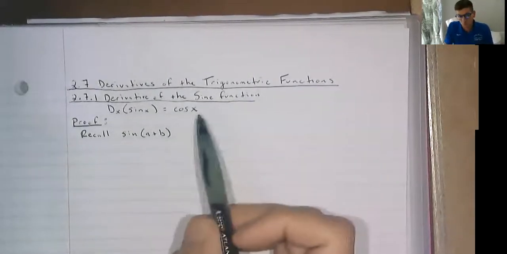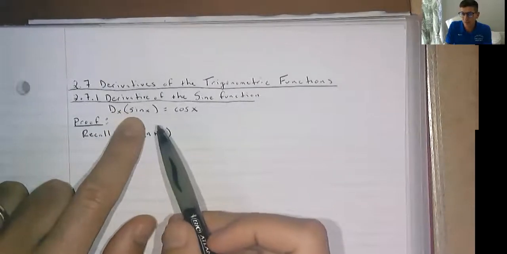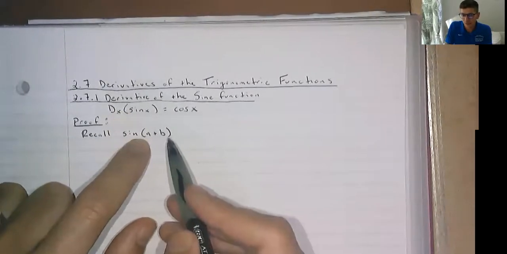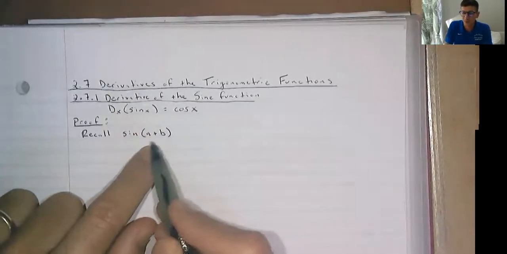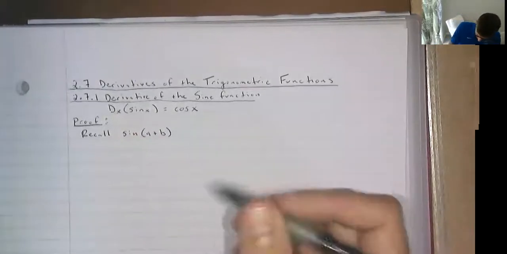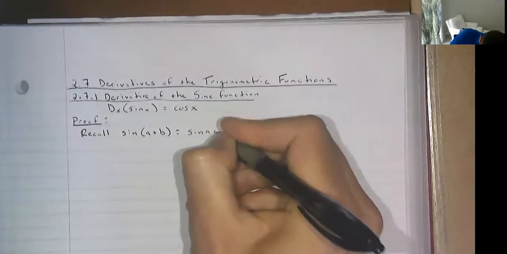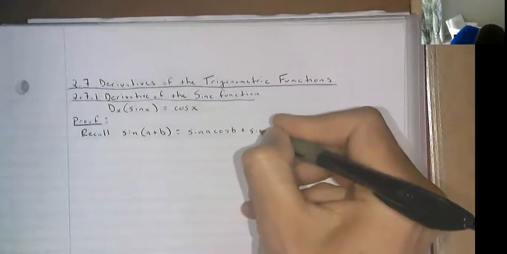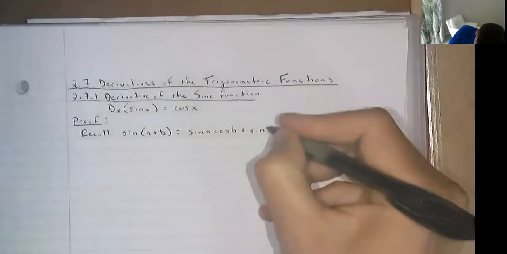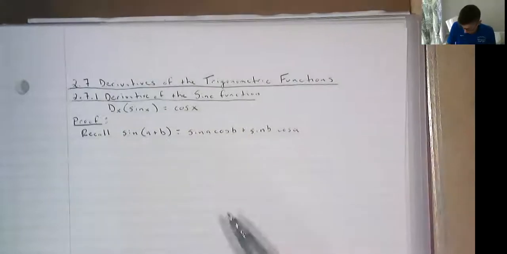Why are we doing this? Because the way we're going to prove that this is true is we're going to plug sine into the definition of the limit. And if you recall, the definition of the limit usually includes f of x plus delta x. So we need to remember how to do that with sine. And the way we do that is sine of a times cosine of b plus sine of b times cosine of a, or however you want to remember it.